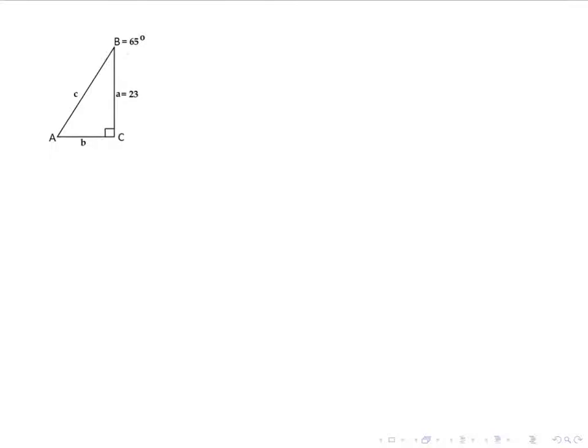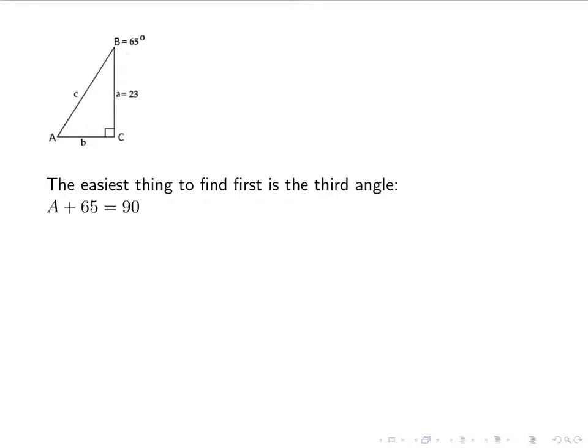It's always easiest to find whichever piece, angle or side, that I have two of. So in this case, I have two angles, and it's easiest if I find the third angle first. I'm going to use the fact that A plus B equals 90. So if A plus 65 is 90, A must be 25 degrees.